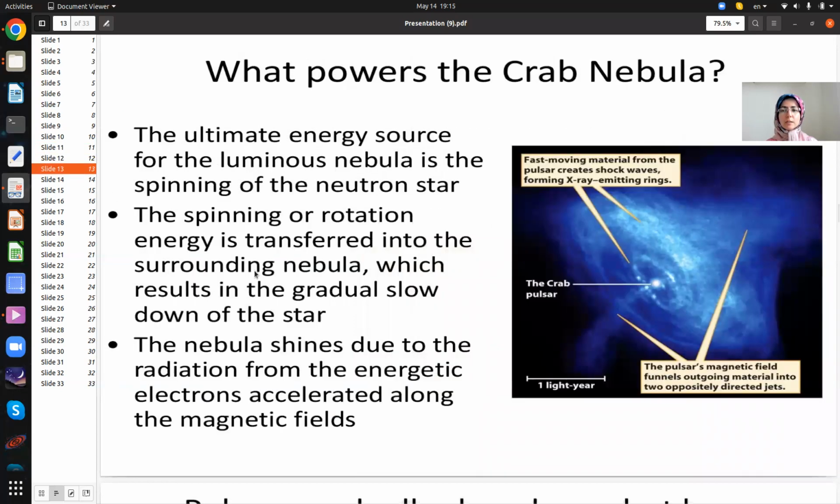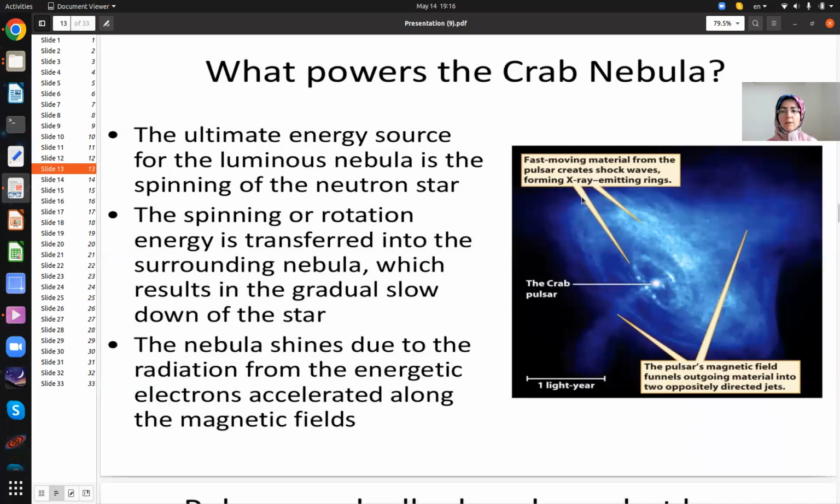What powers the Crab Nebula? The ultimate energy source for the luminous nebula is the spinning of the neutron star. The spinning or rotation energy is transferred into the surrounding nebula, which results in the gradual slowdown of the star. The nebula shines due to the radiation from the energetic electrons accelerated along the magnetic field.